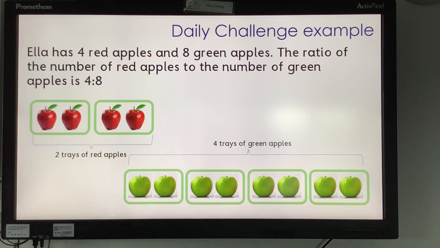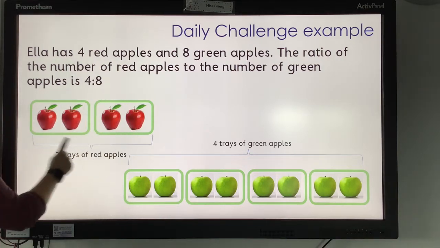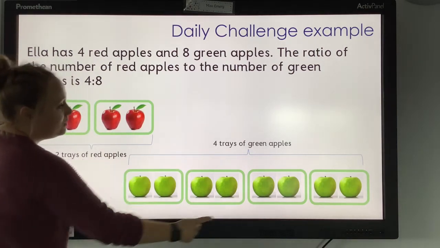So let's go through some again together. We'll work through it and then there'll be some for you to do independently. So Ella has 4 red apples and 8 green apples. The ratio of the number of red apples to the number of green apples is 4 to 8. For every 4 red apples, there are 8 green apples.